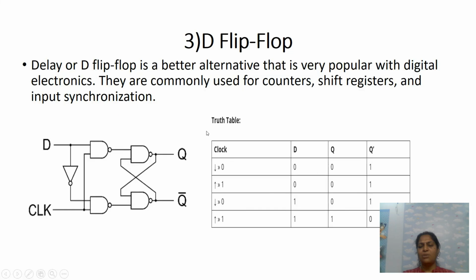So in D flip flop, output is equal to the input. That's the reason it is called a delay or data flip flop. This D flip flop is most widely used for counters, shift registers and for input synchronization. So we can observe, whatever the D, you will get Q.